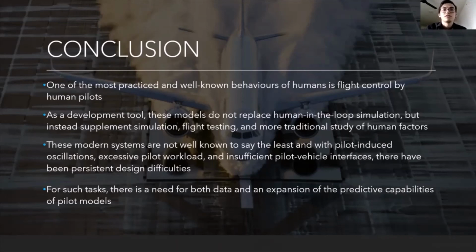There are a range of daunting problems and areas of study that remain or are emerging, despite the high degree of understanding of human control that has been achieved. The evolution of aircraft control, aircraft control and display systems, and mission parameters pose new control challenges. Therefore, we have revolutionary aircraft configurations with different dynamic features, especially when highly enhanced, like 6-degree-of-freedom control and different flying routes. These modern systems are well known for pilot-induced oscillations, excessive pilot workload, and insufficient pilot-vehicle interfaces, and there have been persistent design difficulties. For such tasks, there is a need for both data and expansion of the predictive capabilities of pilot models. It poses a new challenge for the future too.